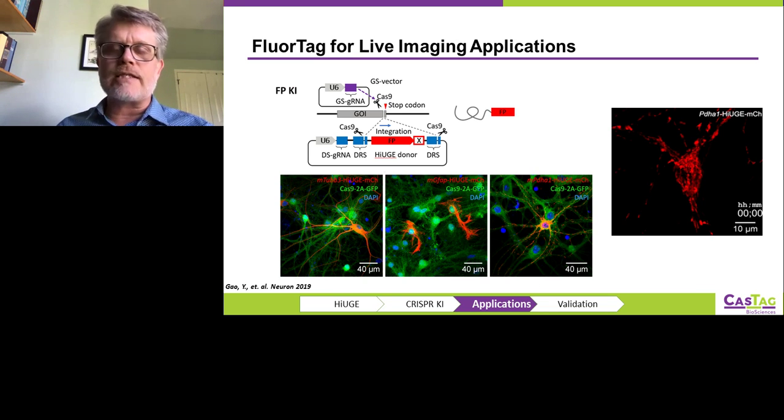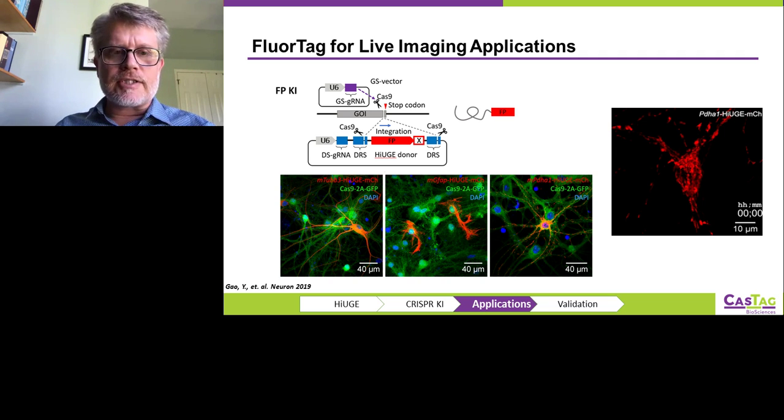The next application: that's for looking at cells either in culture or in tissue statically. What if you want to look at them dynamically? In this case, because of the high efficiency of non-homologous end joining that HiUGE leverages, we can also, at high efficiencies, insert even larger inserts, such as fluorescent proteins. This is an example where we've used our dual vector system to insert red fluorescent protein into a mitochondrial gene of interest to label the mitochondria in these primary neurons.